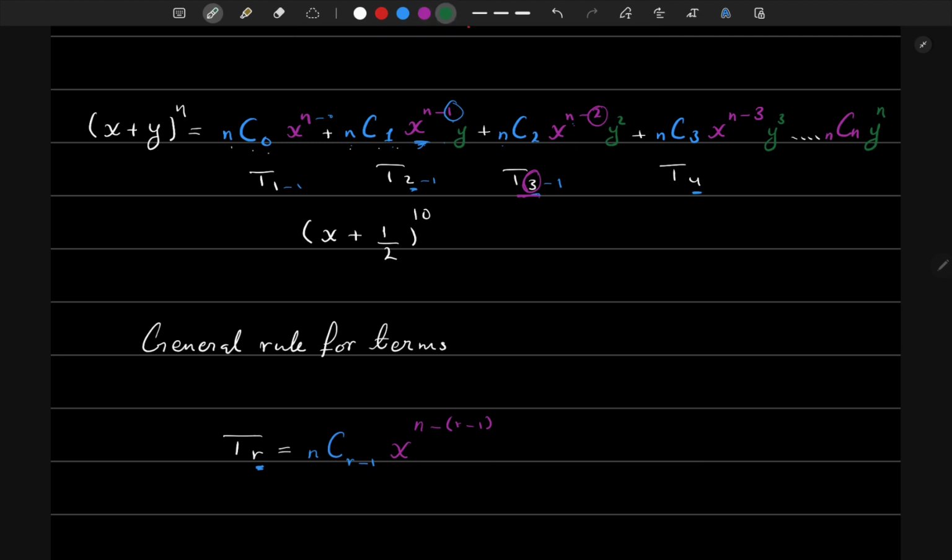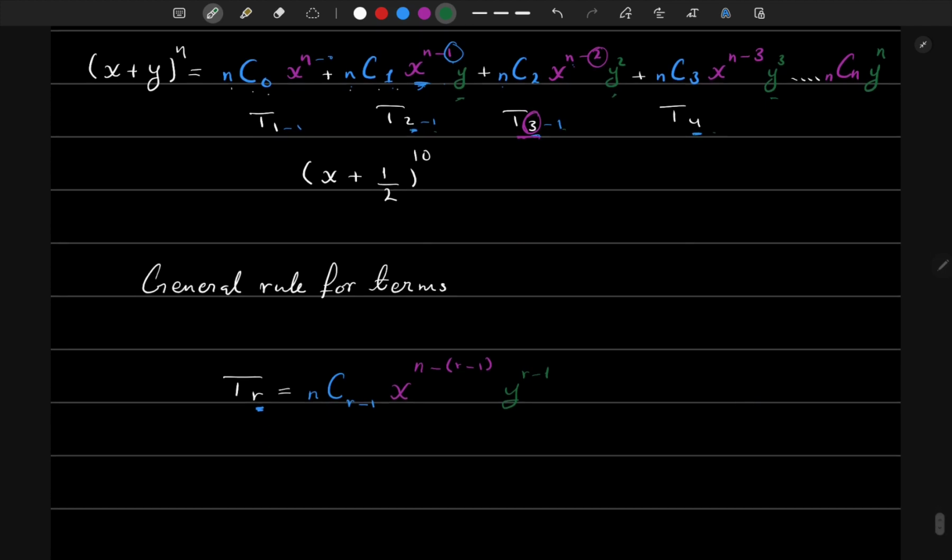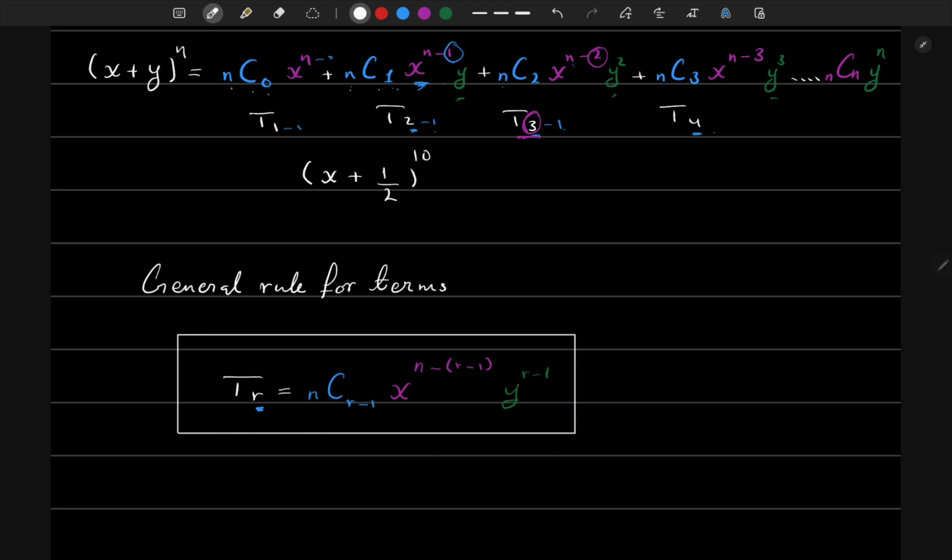Now let's look at the y. Here y is raised to the power of 1, which is 2 minus 1. y is raised to the power of 2, which is 3 minus 1. y is raised to the power of 3, which is 4 minus 1. So using the same way, I can say that y is going to be raised to the power of r minus 1. And by this, I'm going to have a complete general rule for terms.